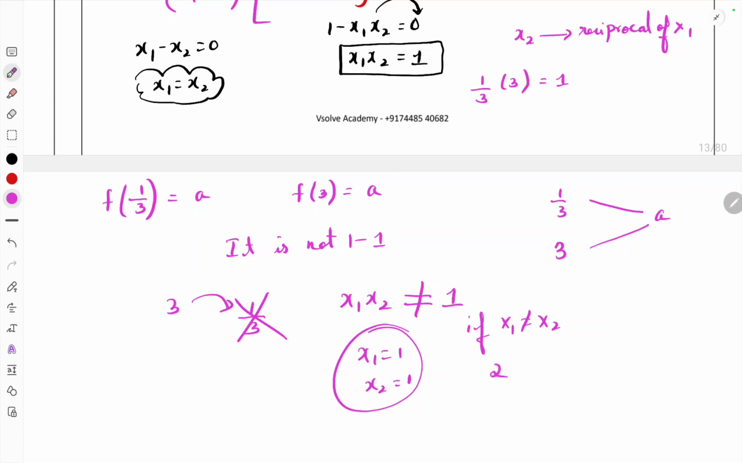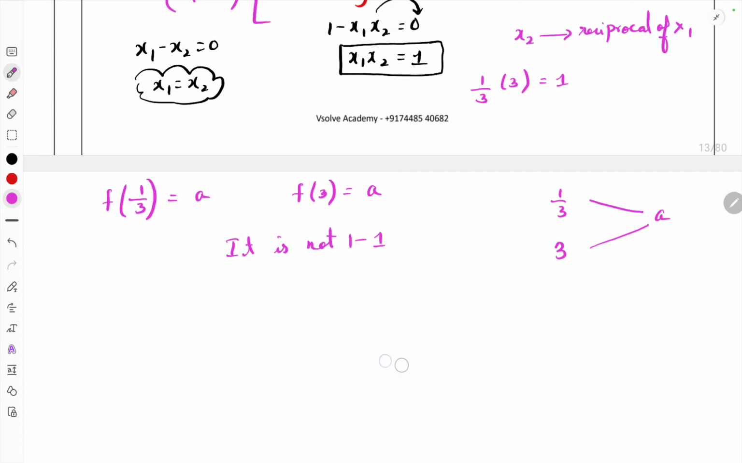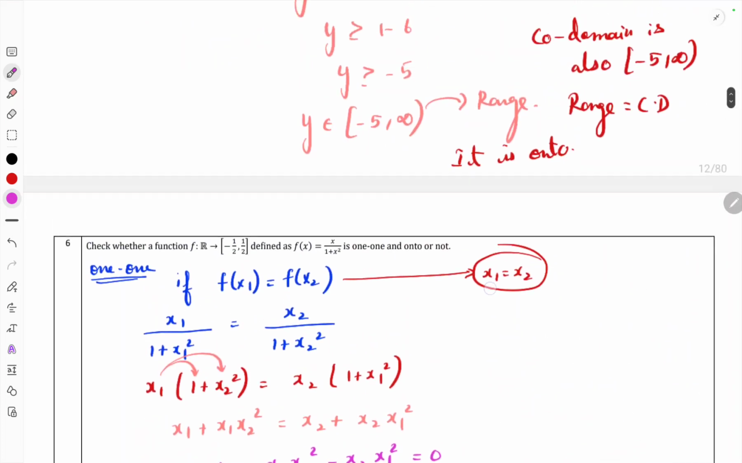Suppose if I take x1 as 2, 2 is natural number, 2 into 2 is what, 4, which means this is not valid if it is natural number. Then I can say it is 1 to 1, because we have one condition, x1 is equal to x2 already. Okay, so now this is not 1 to 1. Now we have to check for onto also.